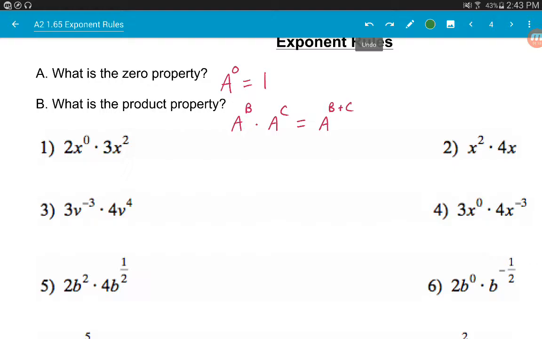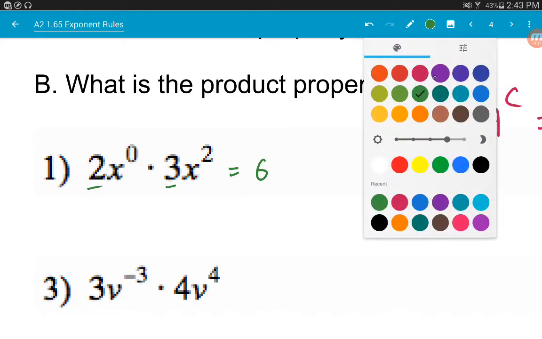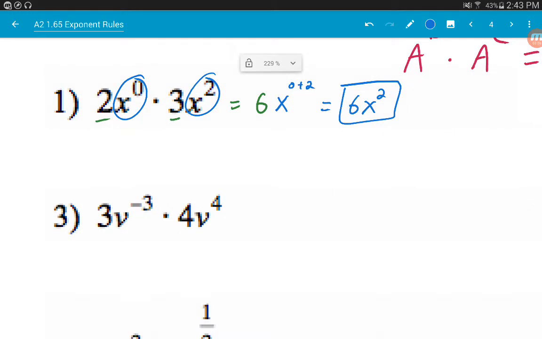So if I wanted to do something like this, like question number 1 here. 2 times 3 is 6. And then x to the 0, x to the 2, that's going to be equal to x to the 0 plus 2, which is just 2. So my final answer would be 6x squared. And let's go down one. Question number 3. 3 times 4 is 12. And I'm going to add these exponents. Negative 3 plus 4 is going to be 1. So v to the 1. Or you could just write v, because they're the same thing.